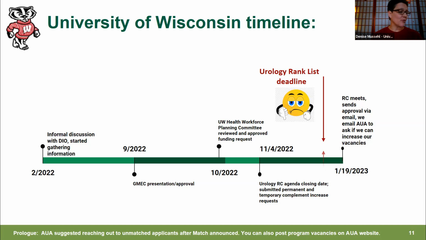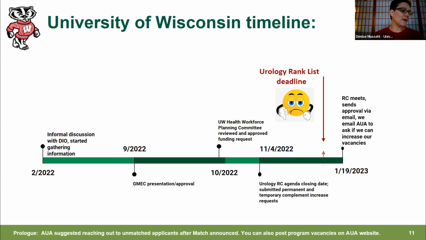Immediately after receiving approval from GMAC and our workforce planning committee, we submitted our permanent increase request in ADS. The RC suggested that we also submit a temporary increase request, as the RC did not meet until after the AUA rank deadline. In an interesting twist of fate, the RC chose not to review our temporary increase request prior to their January meeting. And so we were only able to put our original 3 vacancies in the match and put our match list in on December 10th.